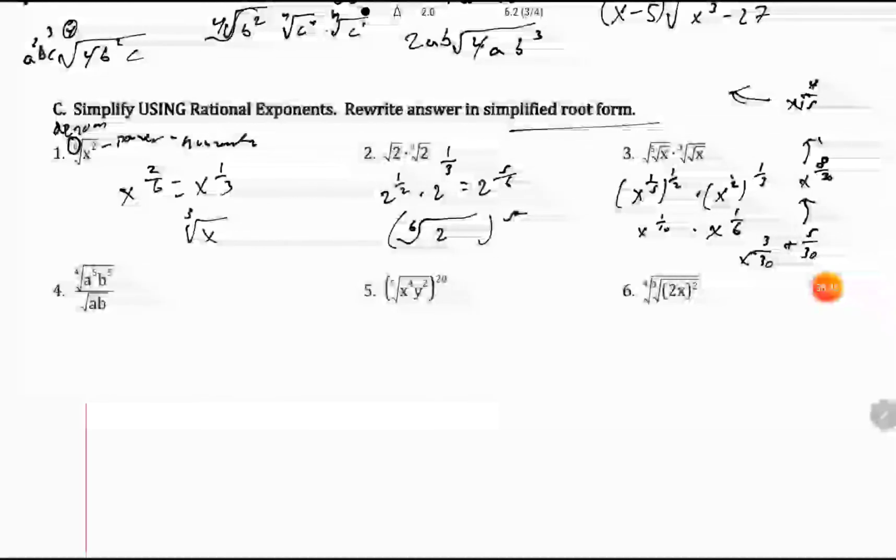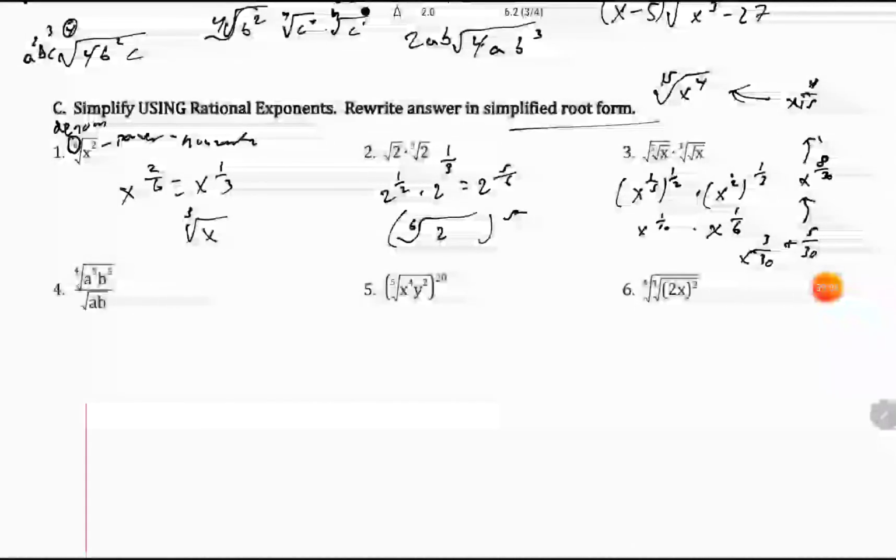So my answer is this crazy thing, the 15th root of x to the 4th power. Okay, so notice how I put this in parentheses and put the 5th power outside. You can put the 4th power inside the square root. It doesn't matter.